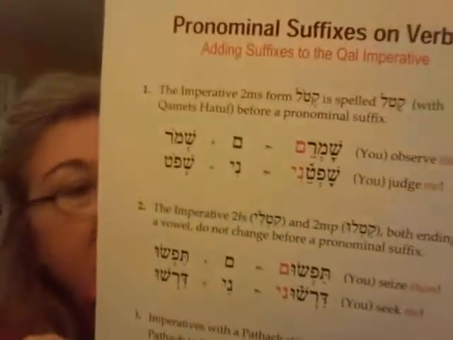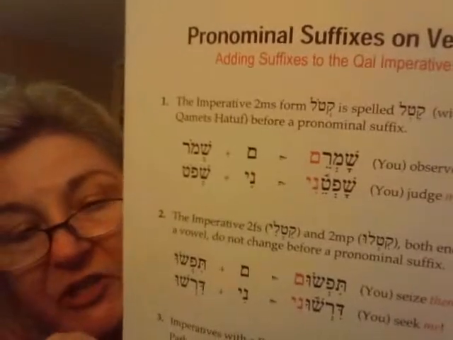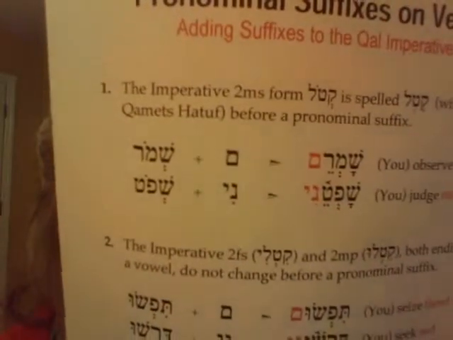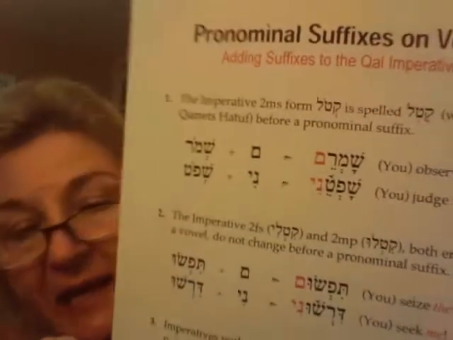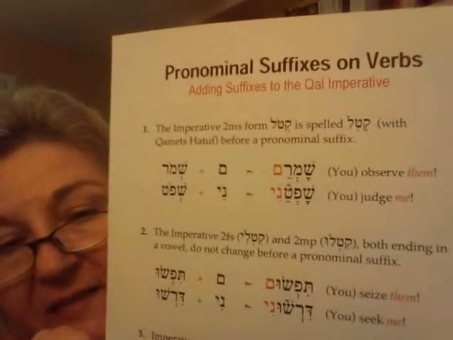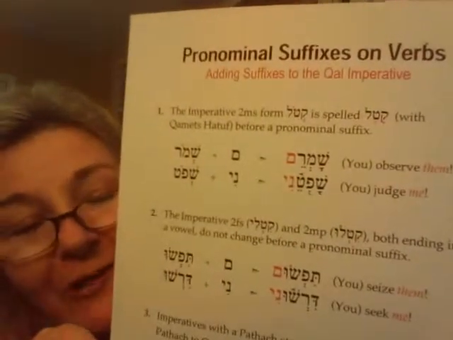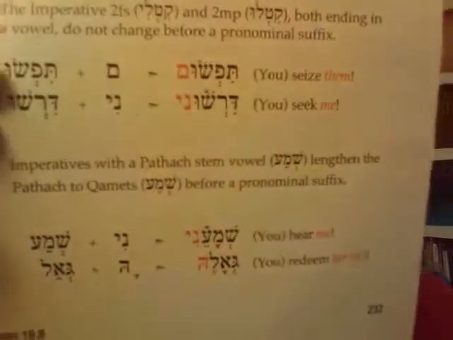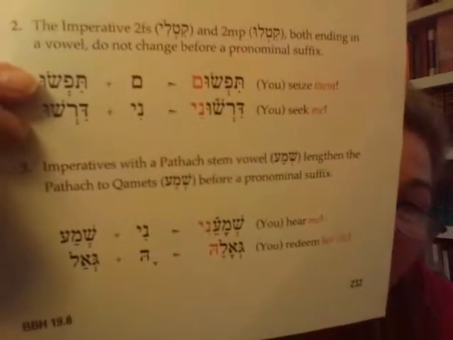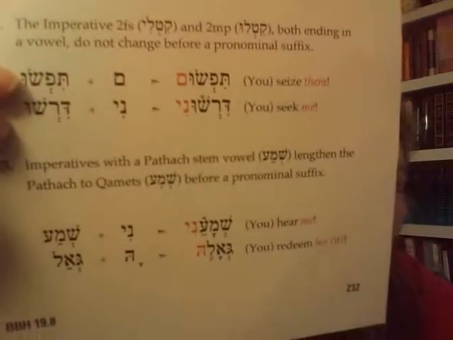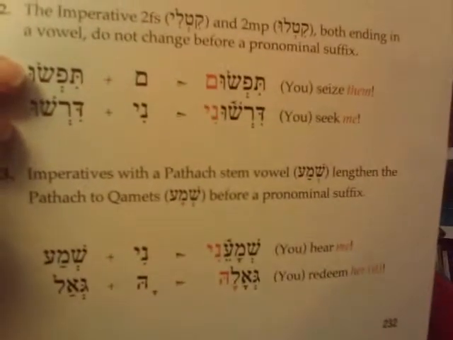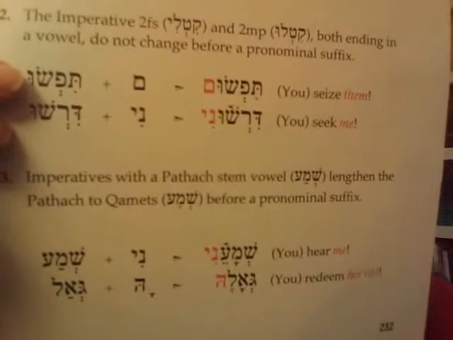Now, here's another one you need to know. Tifshu becomes tifshum, and dirshu becomes dirshoni. The imperative 2fs and 2mp, both ending in a vowel, do not change before a pronominal suffix. And then finally, imperatives with a pathach stem vowel lengthen the pathach to the qamets before a pronominal suffix. Those are the basic rules with regard to the Qal imperatives with a pronominal suffix.